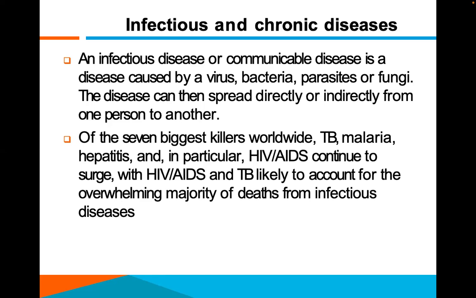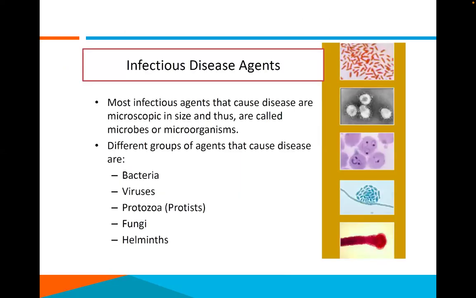So, infectious and chronic disease. There is an infectious disease that can be chronic. The disease can easily be spread from one person to the other, and they can live with you forever. Examples include HIV and even tuberculosis. So they can easily be transferred from one person to the other, and they live with you for your entire period. Hepatitis is also part of it.